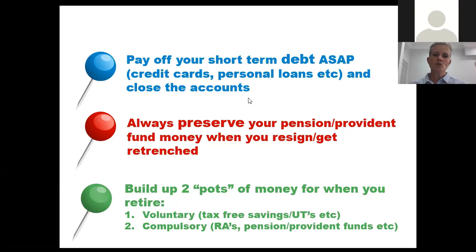Always preserve your pension or provident fund money when you resign or get retrenched. I think that's also critical, because that money has been allocated for retirement. Try and keep it in that pot for retirement purposes.